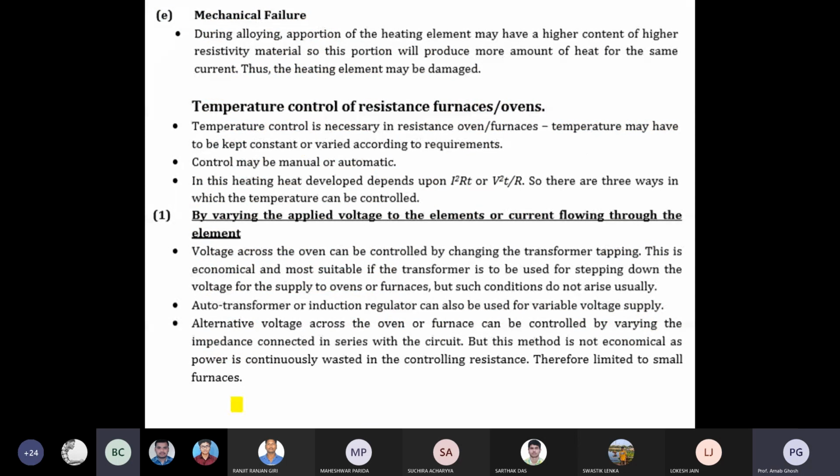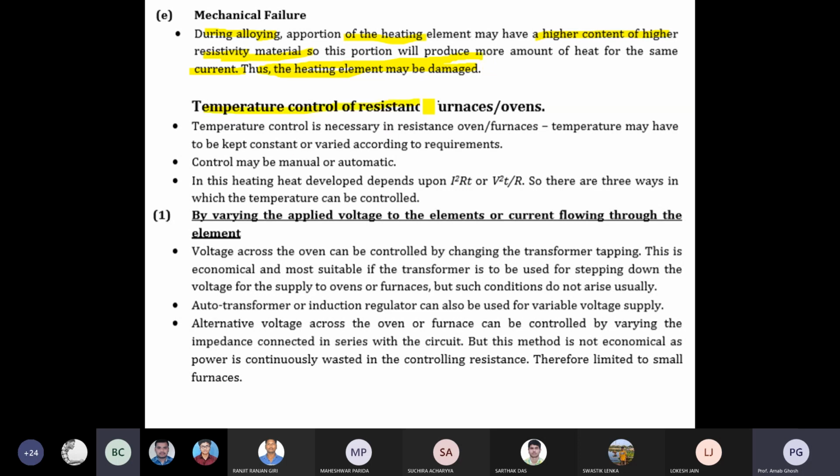Next one is the mechanical failure. Mechanical failure means, during the alloying, when you are preparing the alloy, mixing up the different materials, portions of the heating element may have a higher content of higher resistivity metals or materials. So these portions will produce more heat for the same current level. Thus the heating element may be damaged. That may cause damage of the heating element.